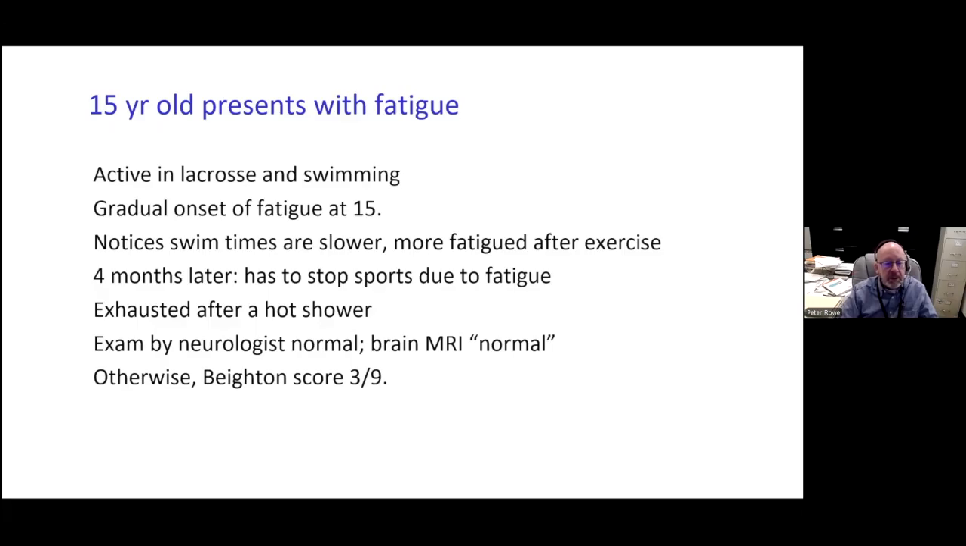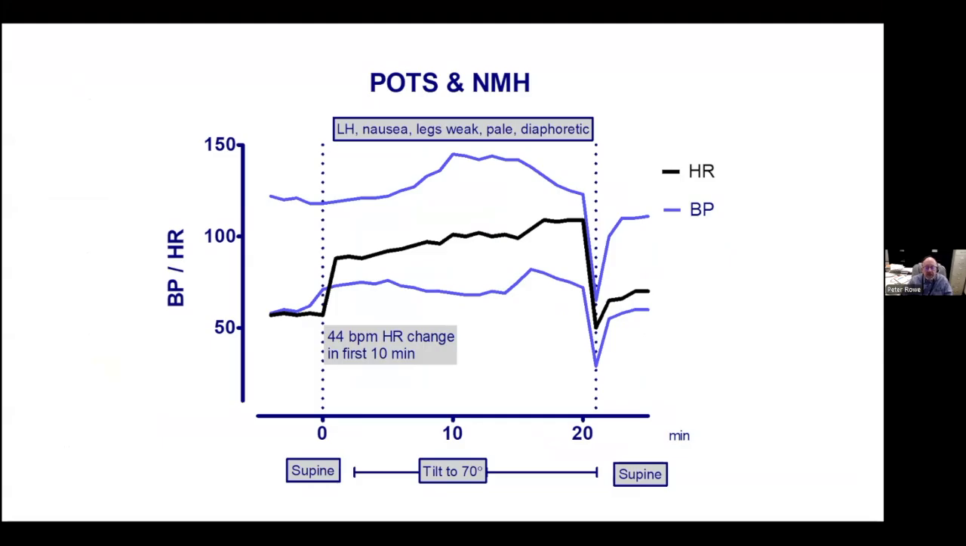He was examined by a neurologist, and that was thought to be normal, and his brain MRI was called normal as well. He was a little bit more flexible than some, but had a Beighton score of 3 out of 9. You need a score of at least 4 to be counted as hypermobile, but he was a little bit more flexible than some. So at this point in our clinic, we were doing tilt table testing.